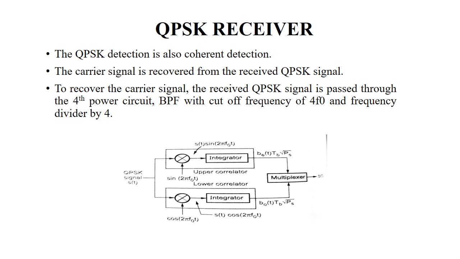The received signal S of t is first raised to its fourth power, that is S to the power 4 of t. Then it is passed through a band pass filter centered around 4 F naught. The output of the band pass filter is a coherent carrier of frequency 4 F naught, and it is divided by 4 and gives two coherent quadrature carriers, that is cos 2 pi F naught t and sin 2 pi F naught t.